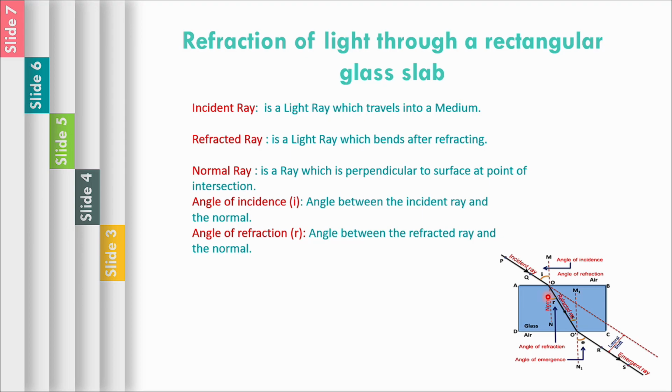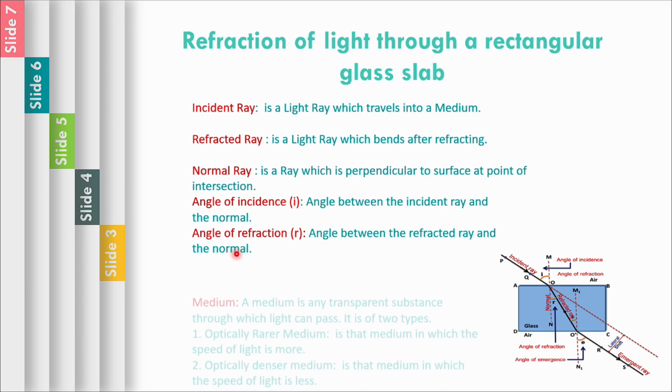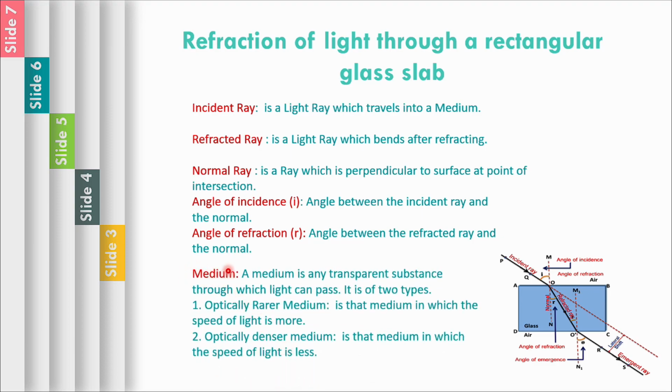This one, R. So the angle of incidence is denoted by small letter i. The angle of refraction is denoted by small letter r. Now comes the medium. What is the medium? A medium is any transparent substance through which light can pass. Suppose any transparent substance into which light can pass, it is treated as the medium.